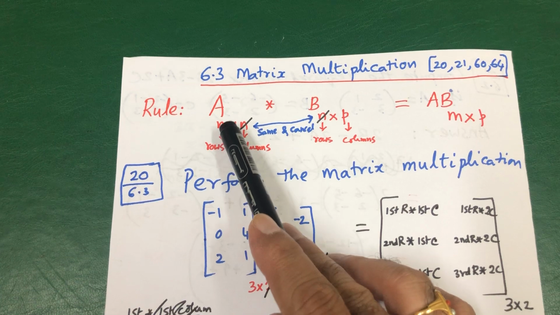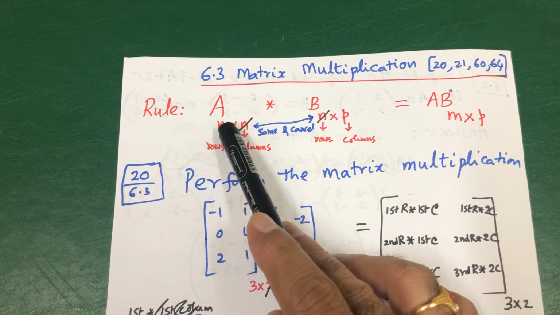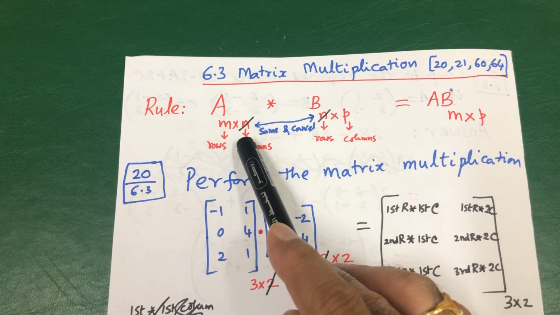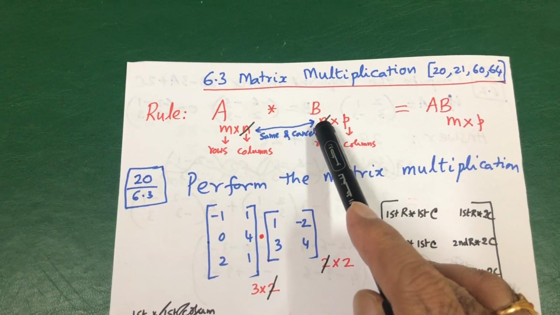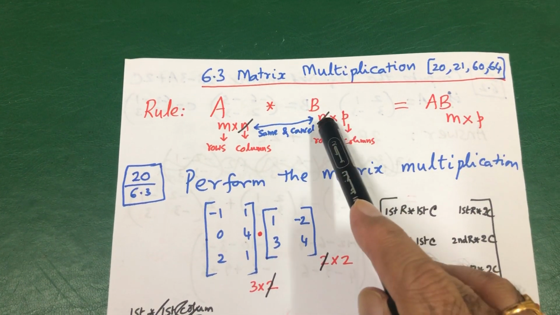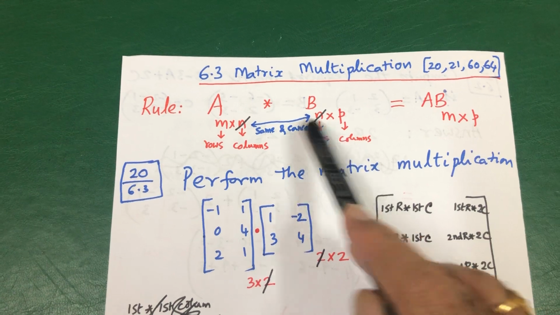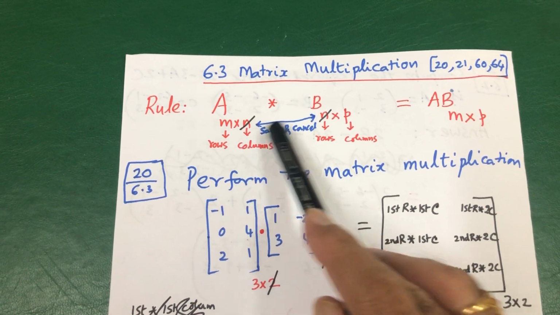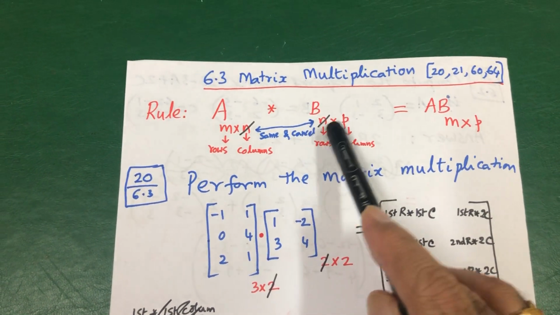A is of order m by n. What do you mean by m by n? M rows and n columns. And B is another matrix of order n by p. What is this n? N rows and p columns. First matrix m rows and n columns, second matrix n rows and p columns.